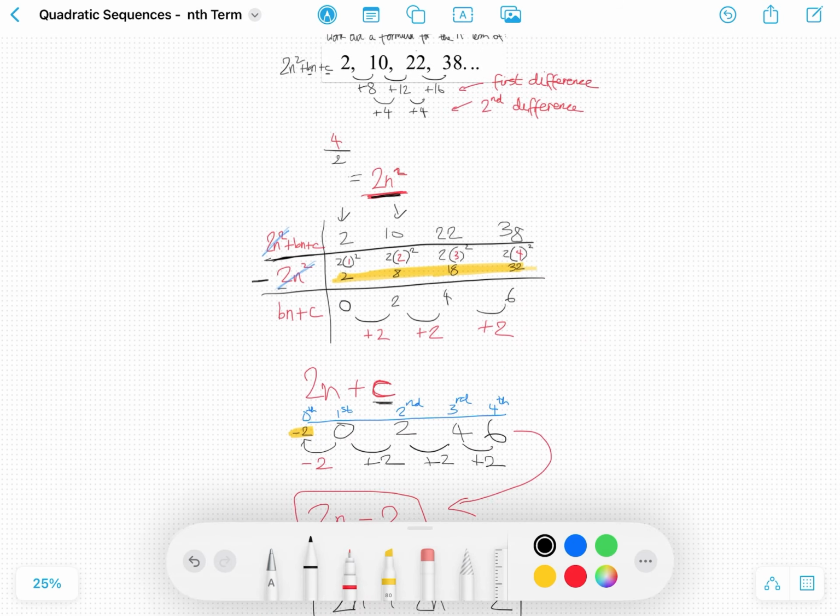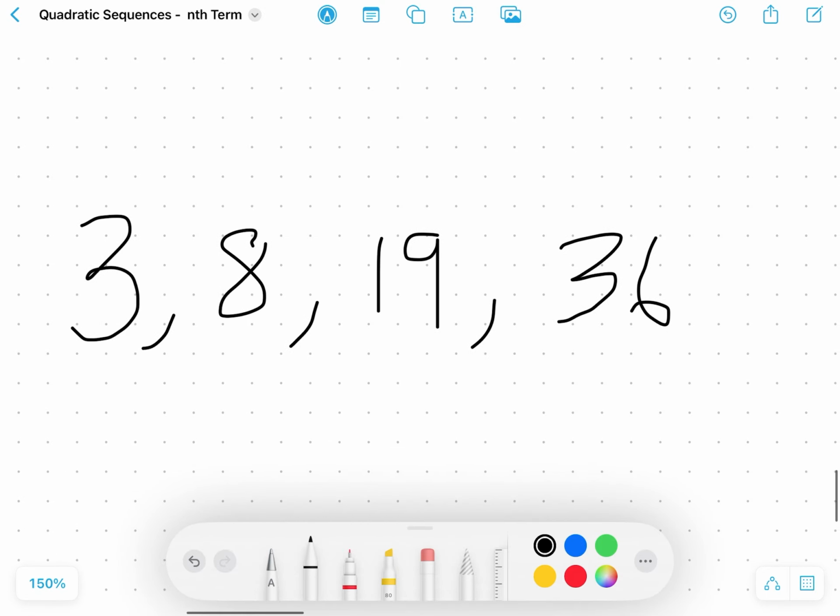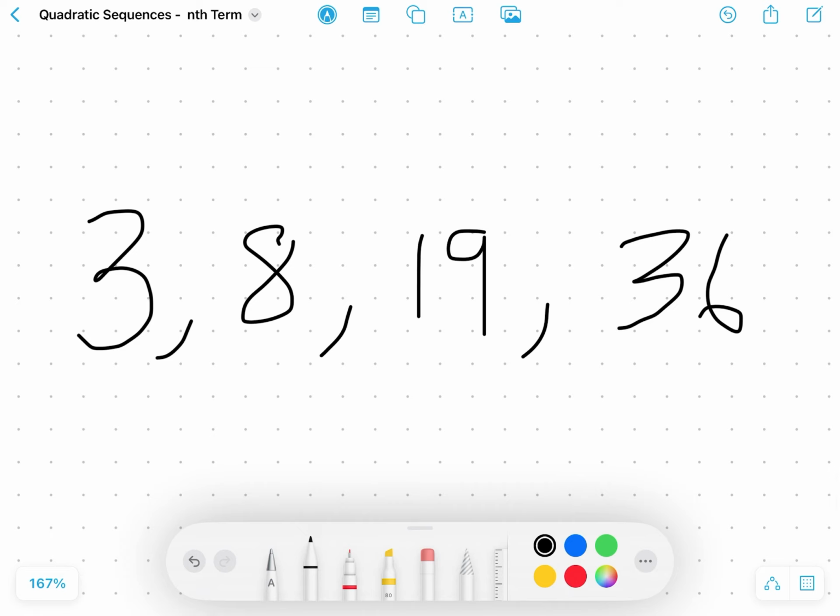So now I have a question for you: find the nth term of this quadratic sequence, 3, 8, 19, and 36. Solve this question and let me know in the comments what your answer is.